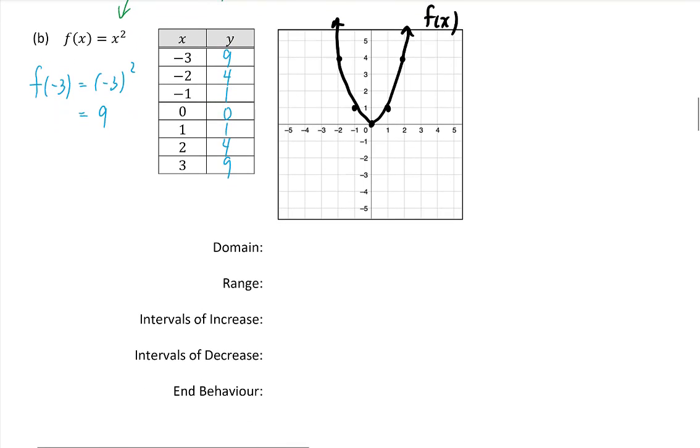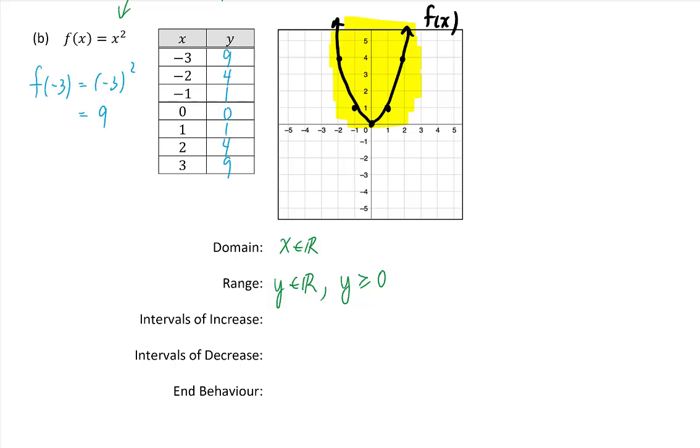So let's go through these questions once again. So starting with domain, what can I put into the function? I can choose any x value I want. So we say that x is in the reals. Similarly, I can get real numbers for the y, but there is a restriction. And we notice that this graph only exists above the x-axis and including the x-axis. So therefore, the y values have to be greater than or equal to 0. There are no y values that are negative.